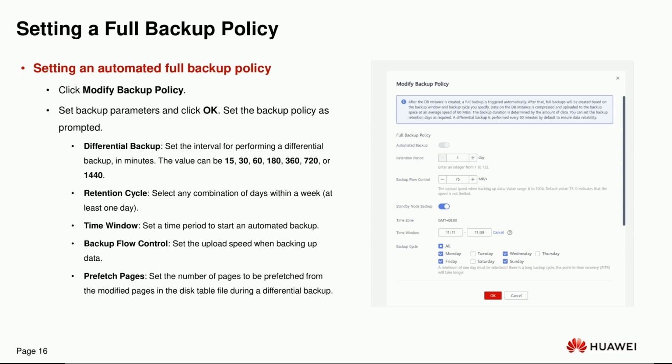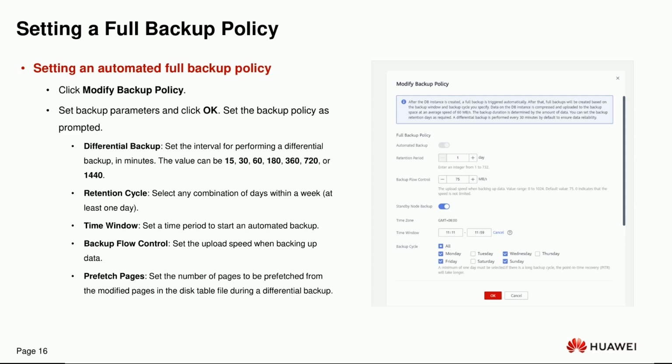Firstly, differential backup. Set the interval for performing a differential backup. In minutes, the value can be 15, 30, 60, 180, 360, 720, or 1,440. Secondly, retention cycle. Select any combination of days within a week, at least 1 day.